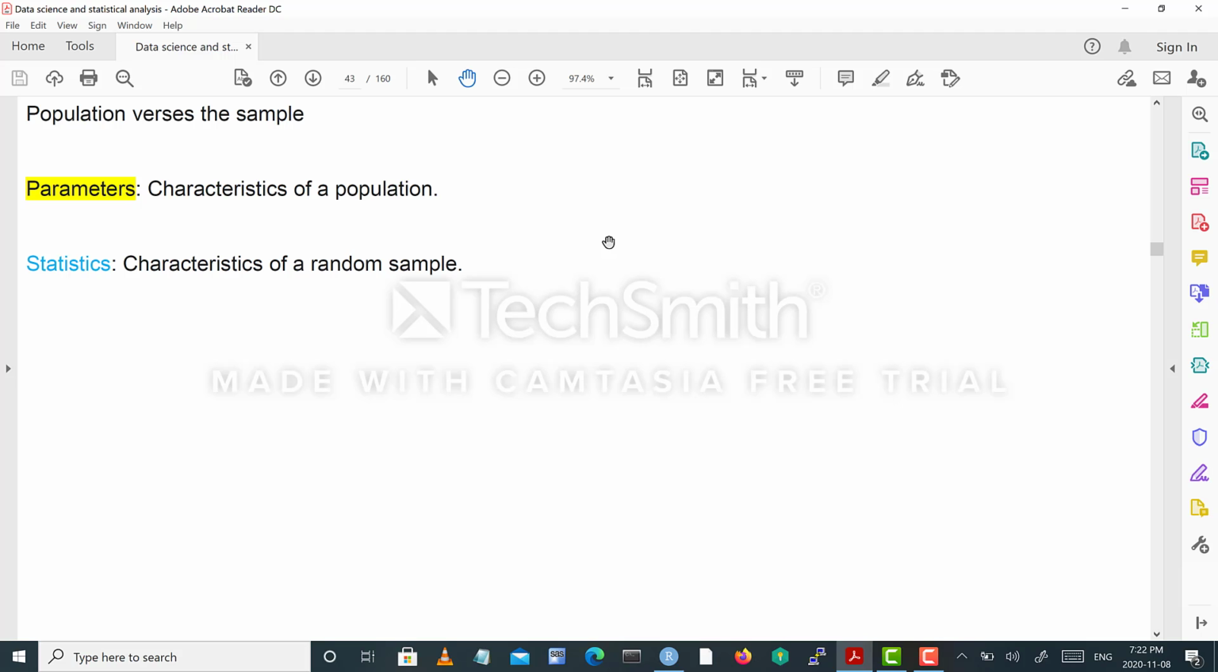Population versus the sample. When we're talking about the variables of a population, we usually use parameters, which are characteristics of a population. In contrast, for the variables of a random sample, we use statistics, which are the characteristics of a random sample.